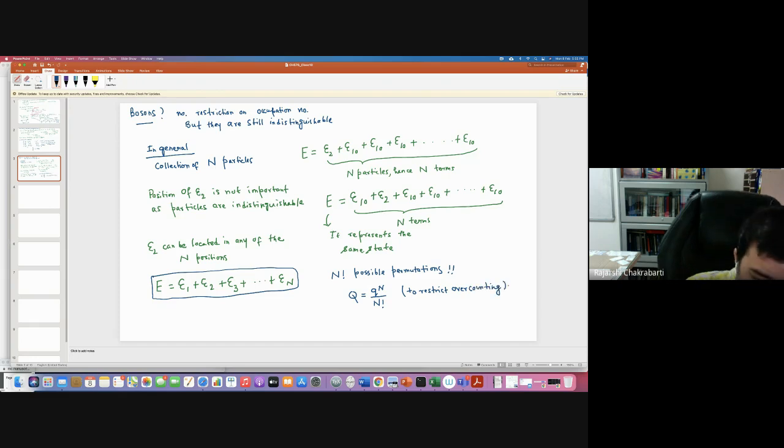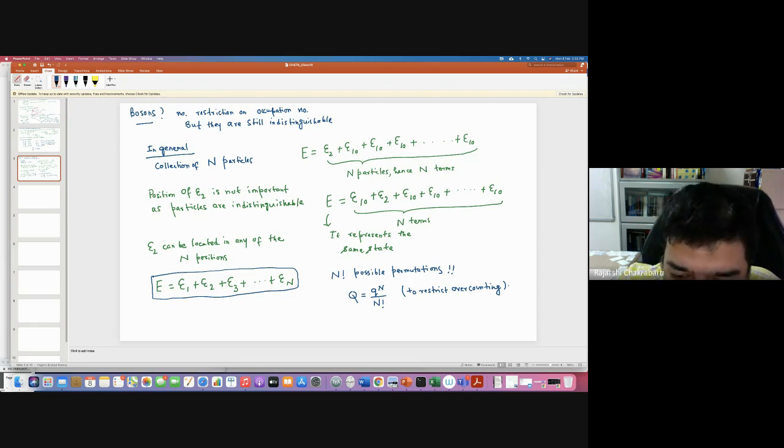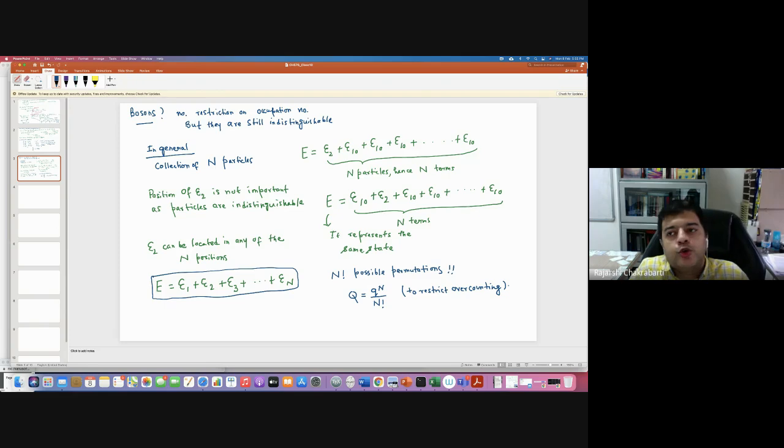If the particles are distinguishable, I need to divide by n factorial, but the particles are indistinguishable, you have to divide by n factorial. Now I must say that this is also an approximation. This is true when your temperature is not too low, when the particle is not very light, and your density is low, then only it is applicable.